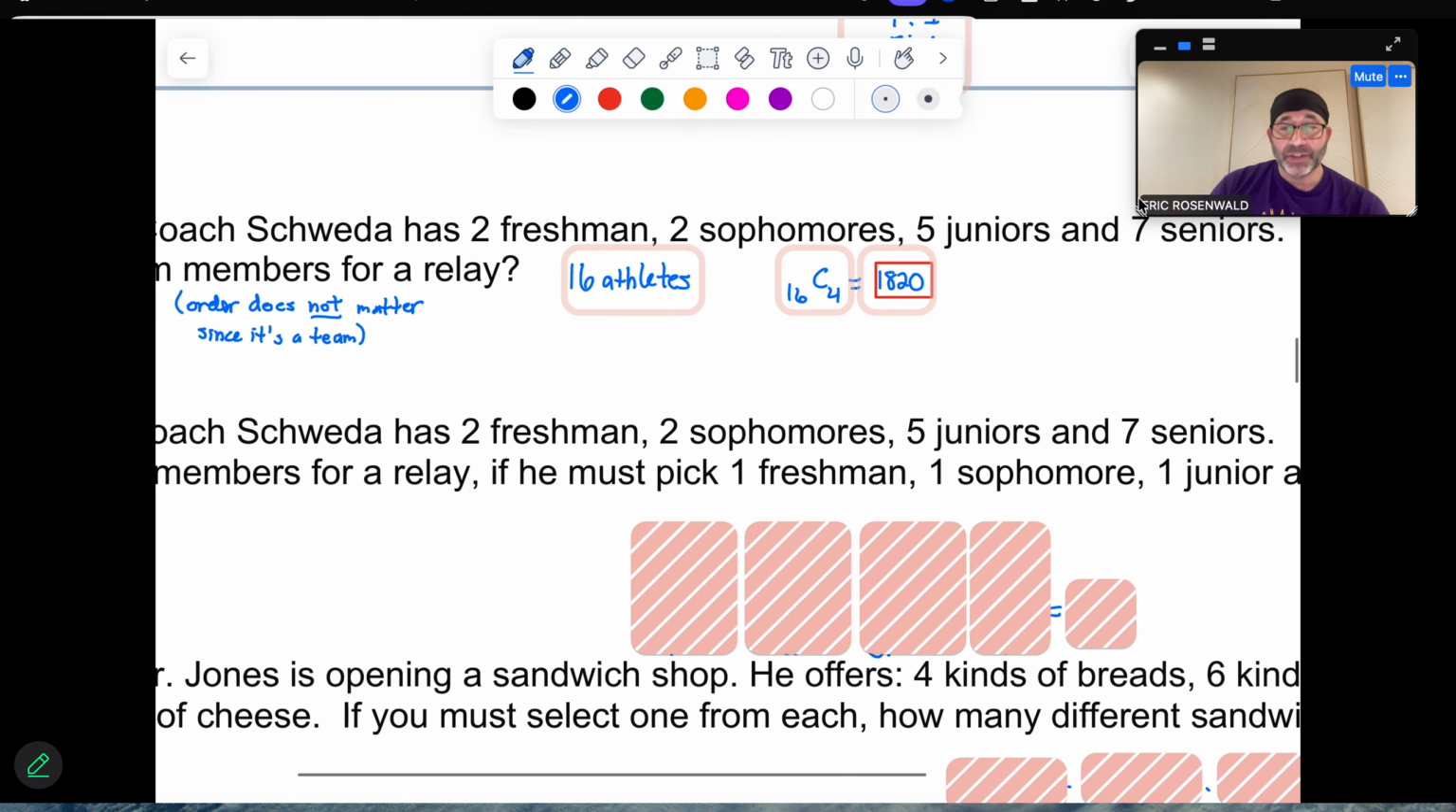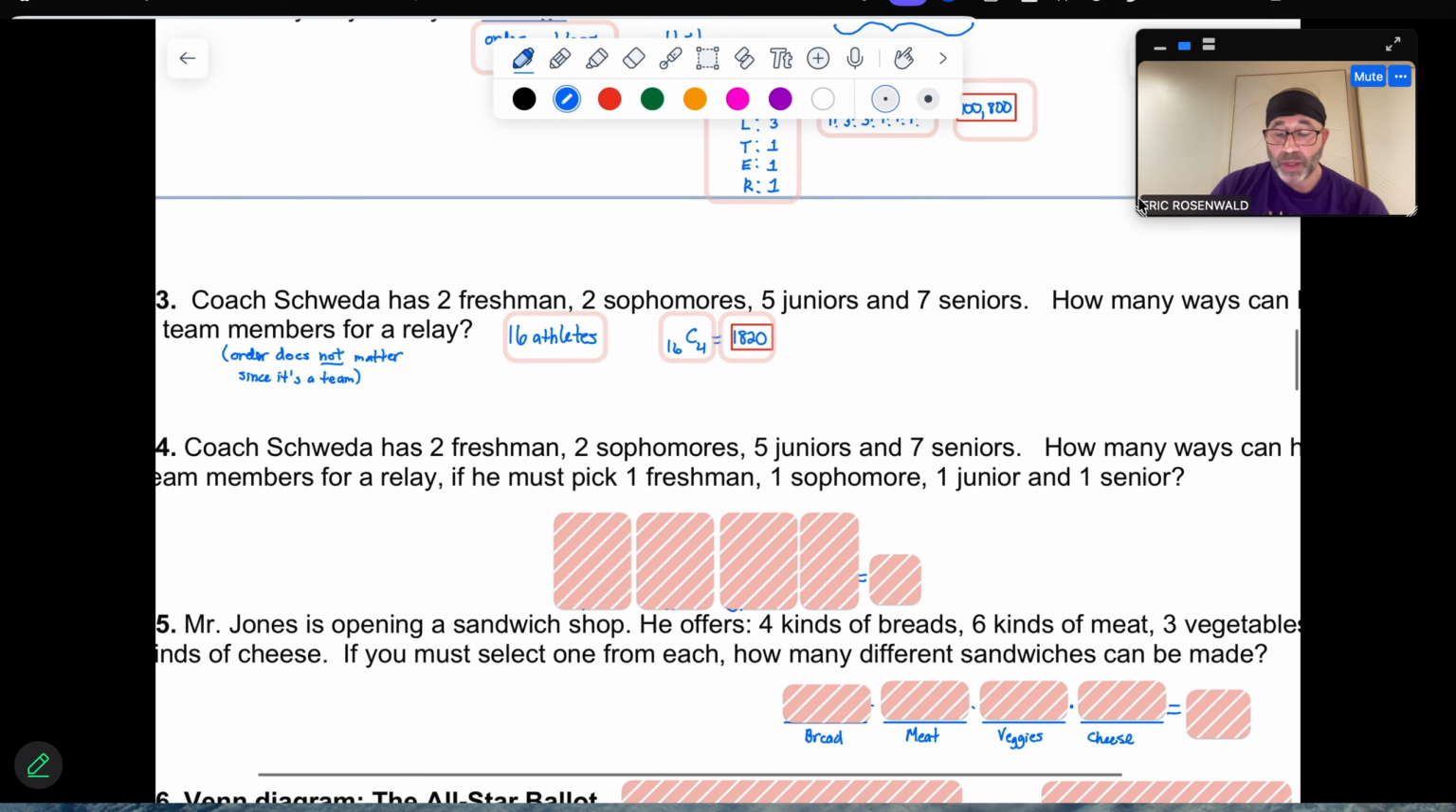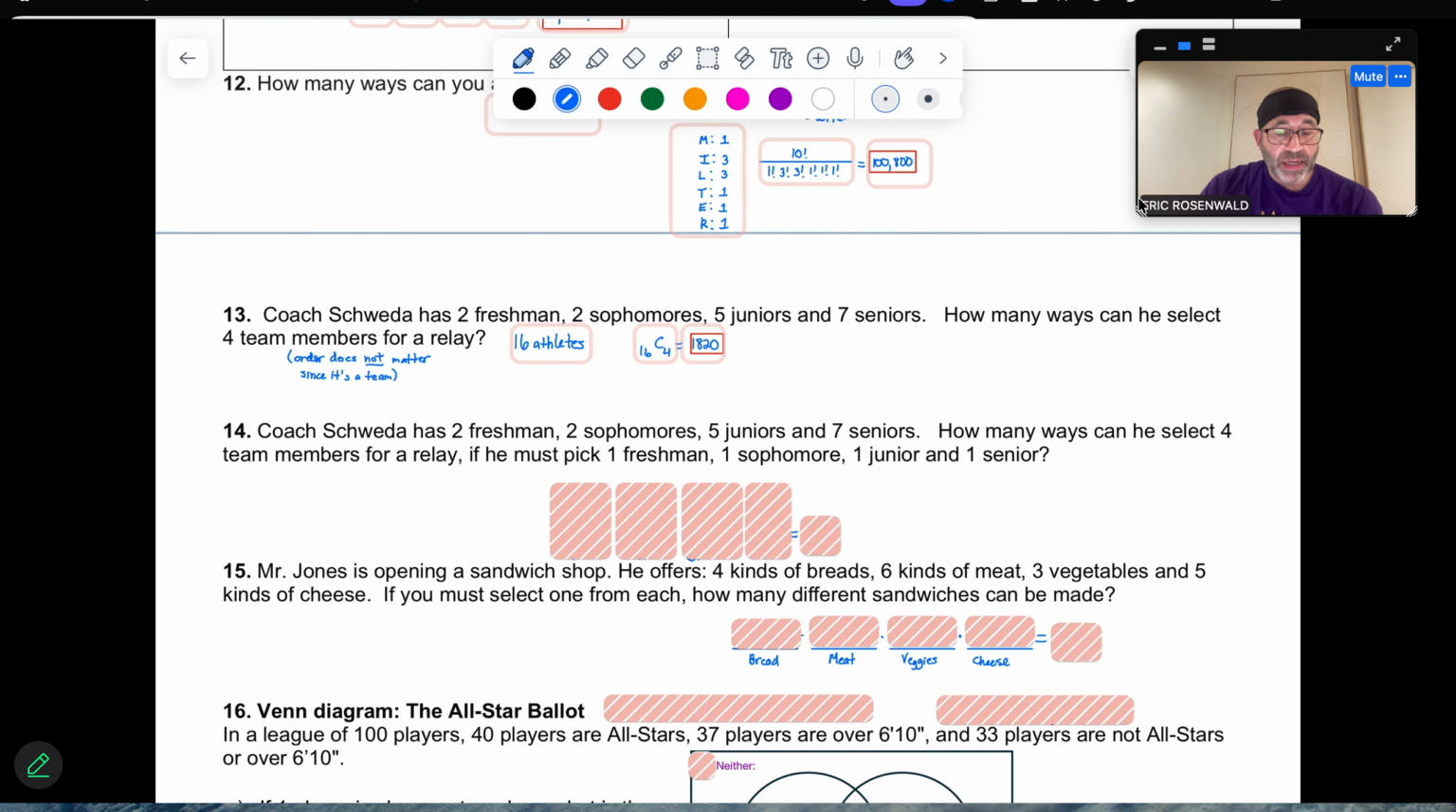So now let's look at a different situation. Shweta has 2 freshmen, 2 sophomores, 5 juniors, and 7 seniors. How many ways can he select 4 team member relays if he's going to pick... Now, he's changing it. He has to pick 1 freshman, 1 sophomore, 1 junior, and 1 senior.